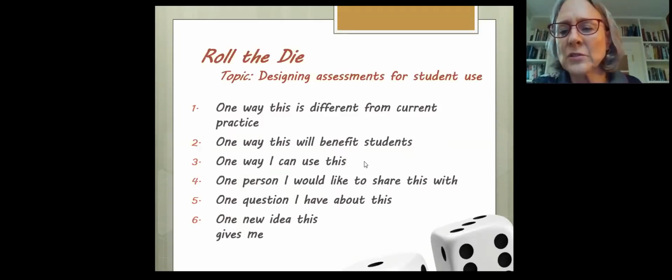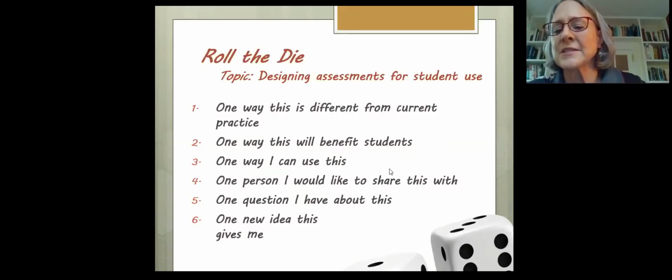One way I can use this. And then the person on your left has to answer. Then you pass the die to someone else, and the person on that person's left has to answer. So they roll. Let's say the next person gets a four. So the person on the left reads, one person I can share this with, and then shares. If the instructions aren't clear, somebody at your table has figured this out. So the person who's figured it out, go ahead and take the die and get started. We'll take about 5 minutes on this.